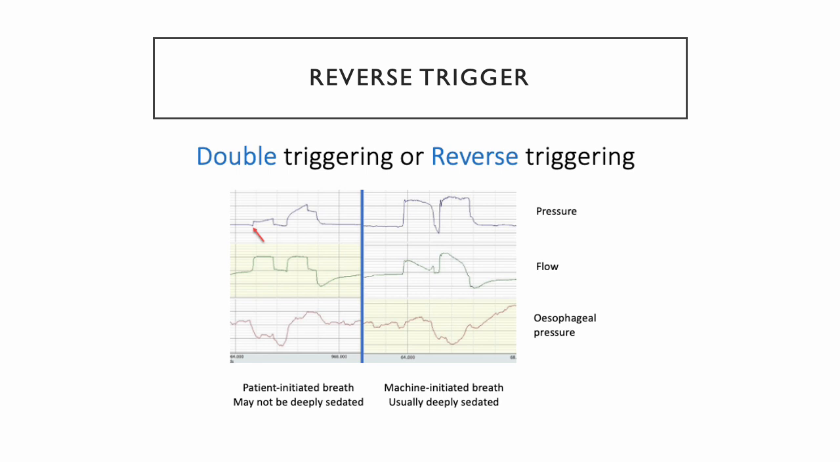Reverse triggering can look quite similar to double triggering, which we'll discuss later on. But to tell the difference, usually what happens in reverse triggering is that patients are usually deeply sedated, whereas patients who double trigger are usually more awake and have a high respiratory drive. For double triggering, usually both breaths are patient-initiated, but in reverse triggering, the initial breath is always machine-initiated.